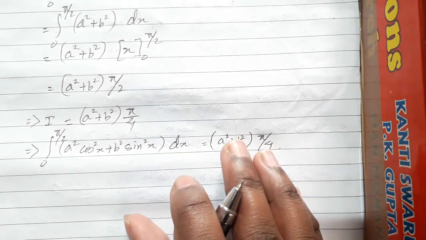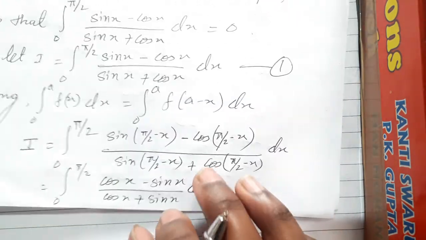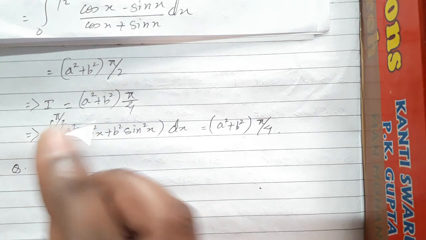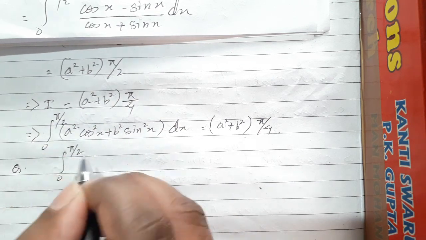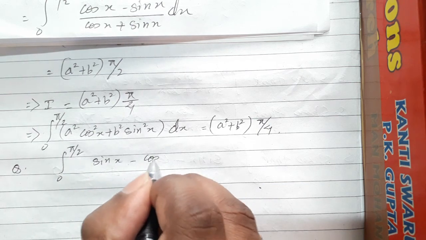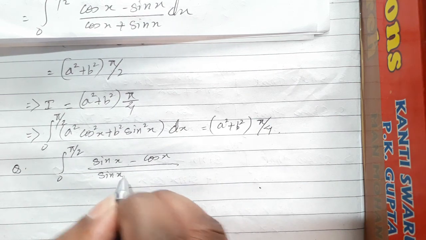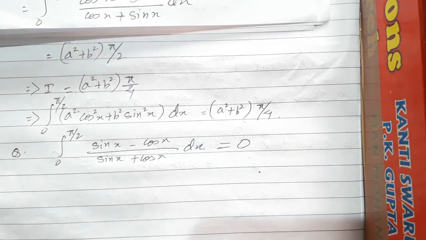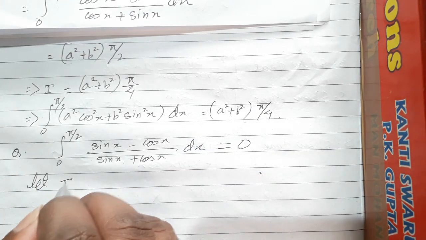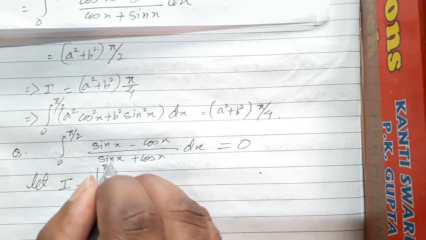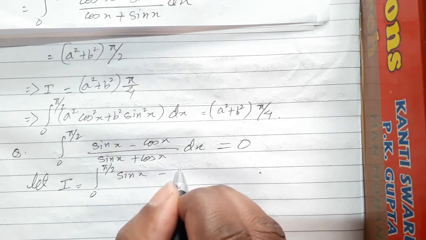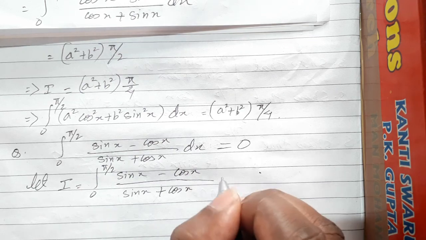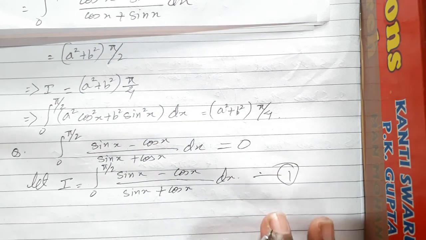Now the next question, we'll try to solve this. The question here is we have to prove this one. We have the integral from 0 to pi by 2 of (sine x minus cos x) by (sine x plus cos x) dx. You have to show it is 0. We have to prove this. Okay, so how to do this? We'll use the same property here. You take this as I, so we get 0 to pi by 2 sine x minus cos x over sine x plus cos x dx. This you take as equation 1.